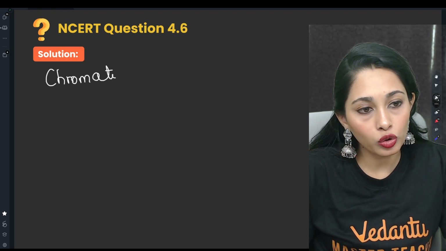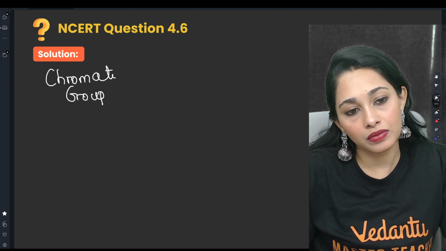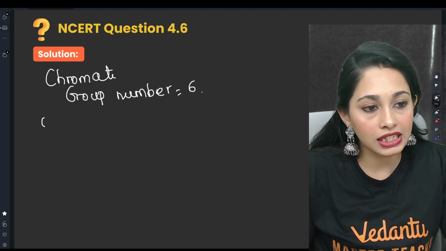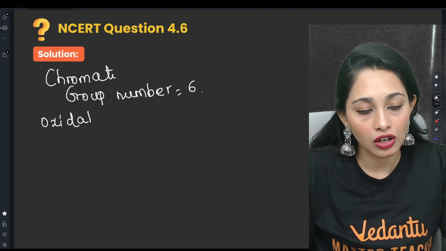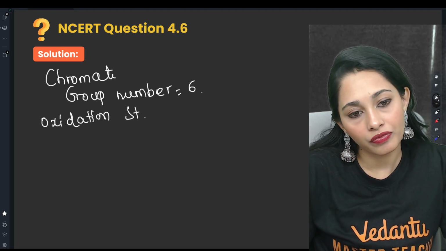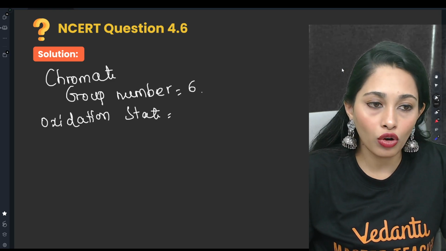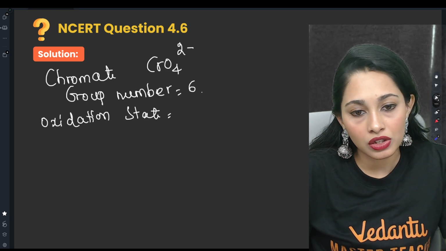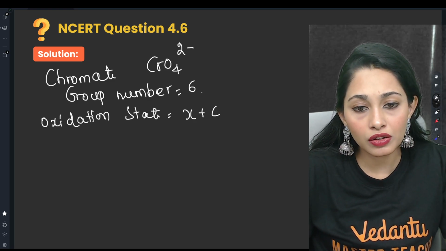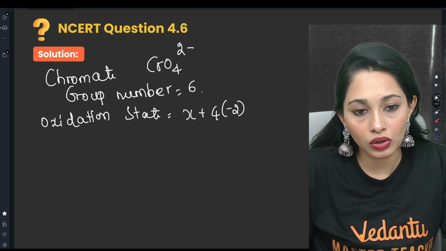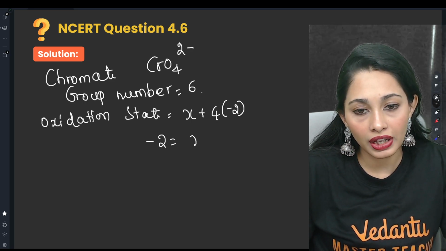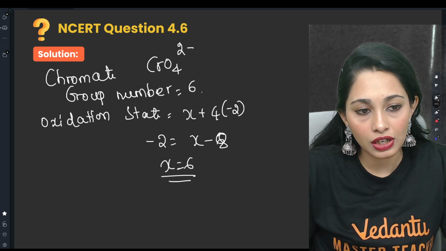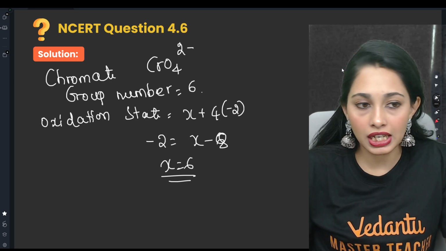Next we have chromate. The group number to which chromium metal belongs is 6. Let's see the oxidation state. I haven't written the formula. Okay, it is CrO4 2-. So X plus 4 into minus 2, minus 2 is equal to X minus 8. X is equal to 6. So both group number and oxidation state are equal here.